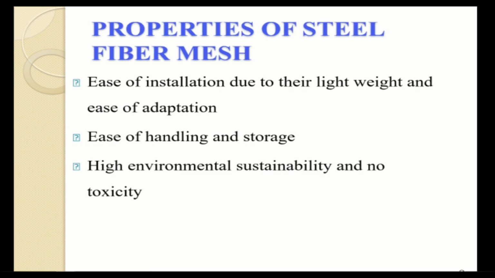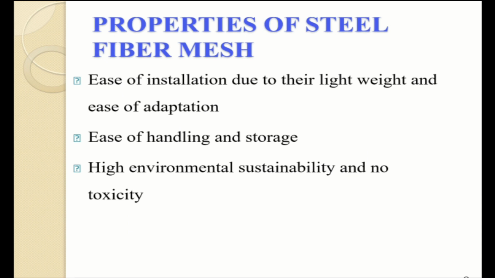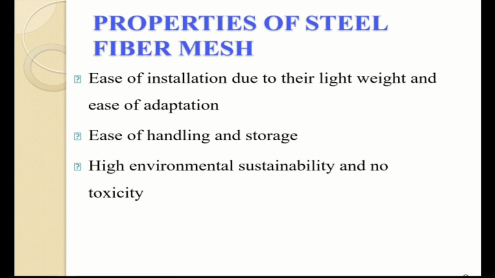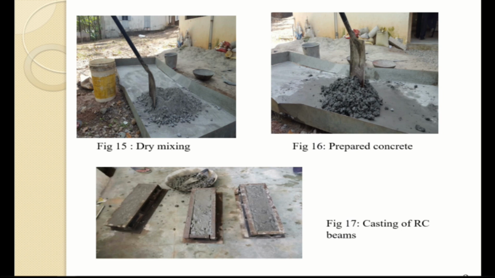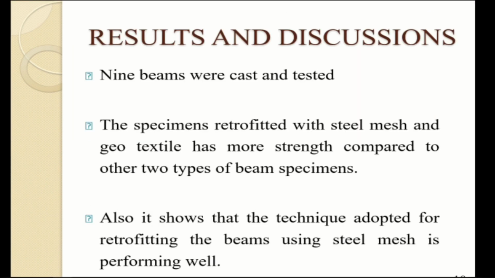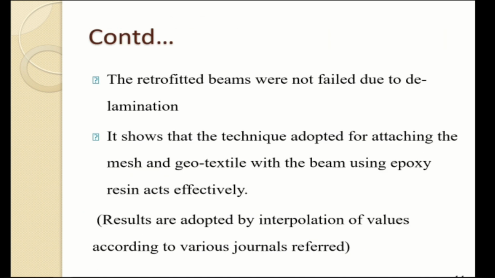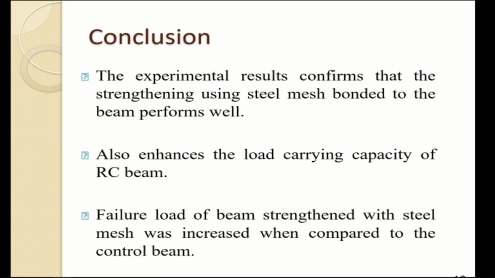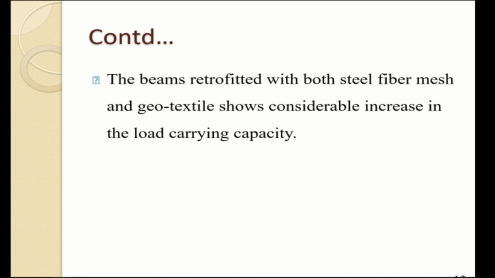The main properties of steel fiber mesh are ease of installation due to its light weight and ease of adaptation. It is also easy to handle and store. It has high environmental stability and no toxicity. After conducting various material tests, we arrived at a mix proportion and cast 9 beams. These beams are tested under UTM. After this test, the specimen retrofitted with steel fiber mesh and geotextile has more strength compared to the other two types of beams. So the experimental result confirms that strengthening using steel fiber mesh bonded with the beam performs well and also enhances the carrying capacity of RC beams.